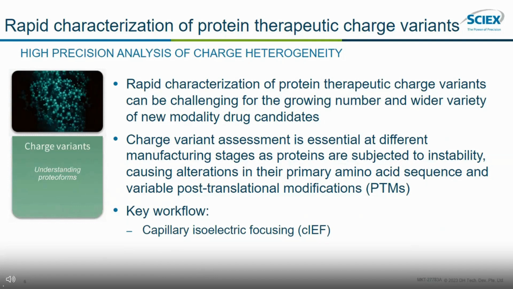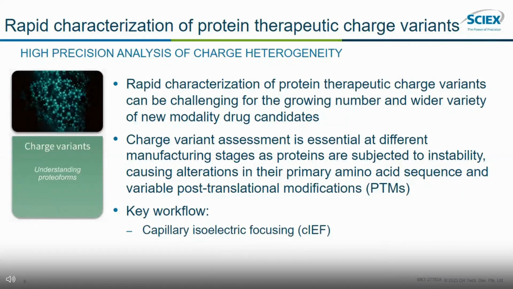Other than fragmentation, we also see changes due to post-translational modifications, such as deamidation or other chemical modifications. These changes do not introduce enough of an effect on the molecular weight, but will instead impact the pI and surface charge of our protein. While this charge variant assessment is essential throughout all manufacturing stages, the rapid characterization of the charge variants of proteins can be difficult and require extensive development time, especially when using methods like ion exchange chromatography.